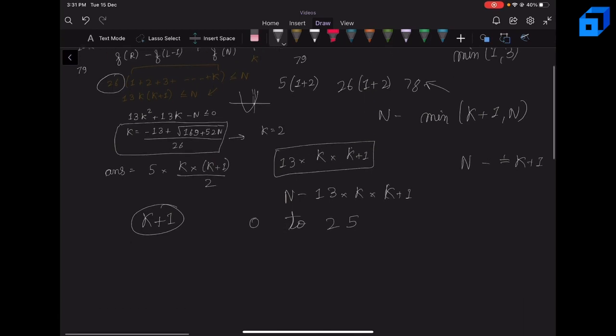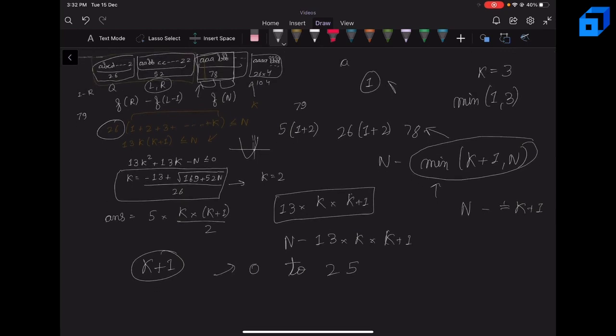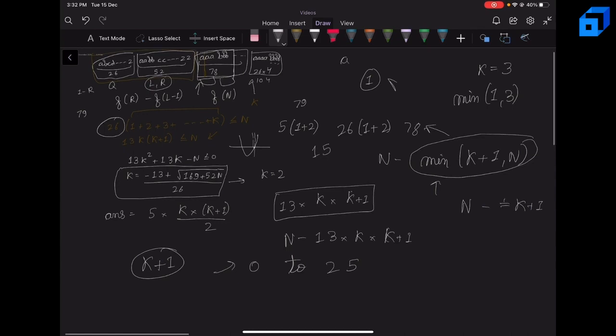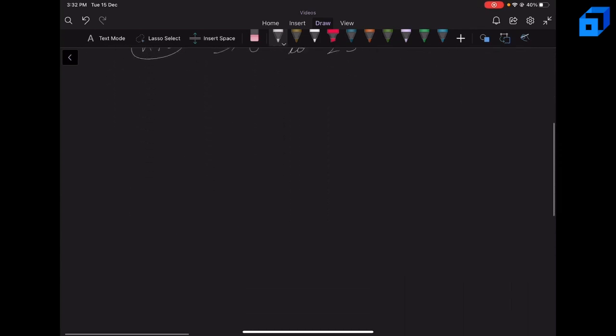So we'll iterate from 0 to 25. We will subtract minimum of k plus 1, n characters. And if the character is a vowel, we will add this value to our answer as well. So here we had 15 initially and we added 1 to our answer. So the number of vowels is 16. So in this way we can solve our query.